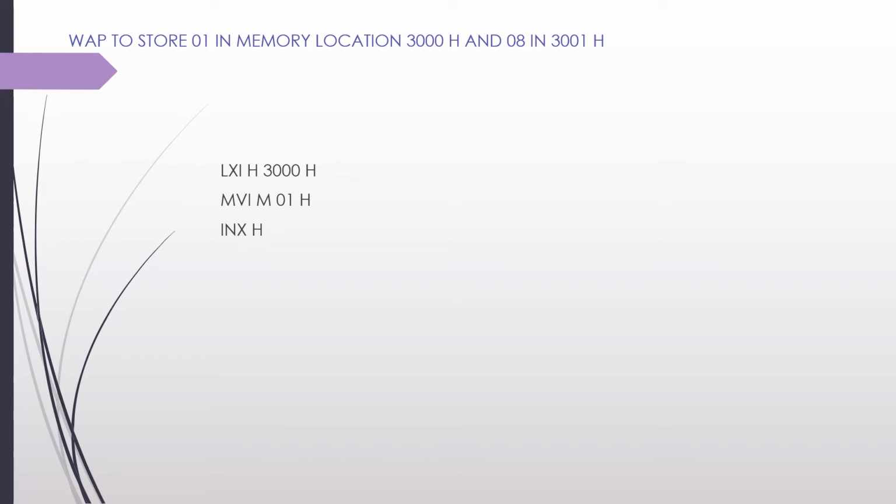This gives us that you are pointing to memory location 3001. Now whatever the data is, it is 08, and that data you have to put in the memory. So MVI M, 08H. It is asked only this much, to store 01 in 3000 and 08 in 3001, so we are going to end the program. Okay, so this is how you start understanding the program.